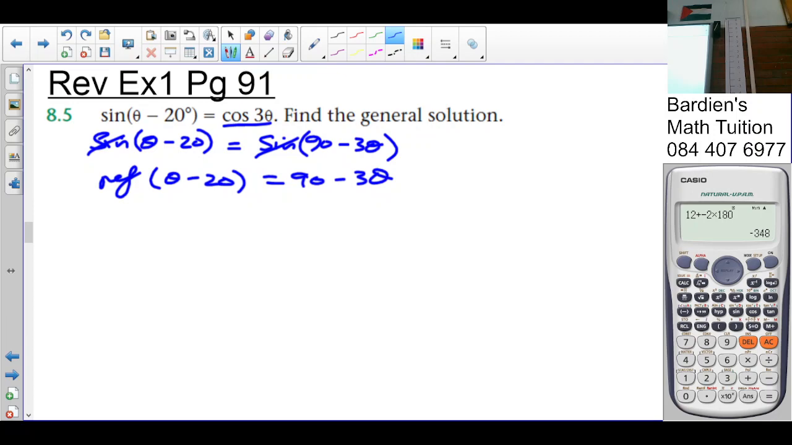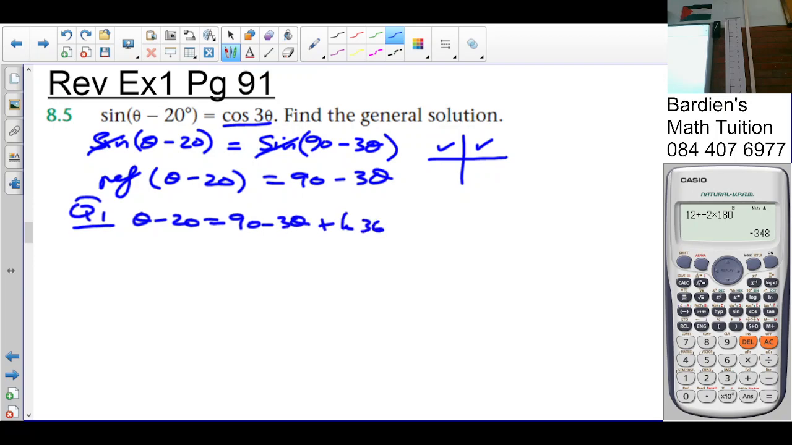So what question comes to mind? In which quadrant is sine positive? Not so. In which quadrant is sine positive? First and second. So let's go with quadrant 1. It's going to be theta minus 20 is equal to 90 minus 3 theta plus k times 360. Not so. So we solve for theta here, we take that over. So then 4 theta is equal to 90 plus 20 is 110 plus k times 360.